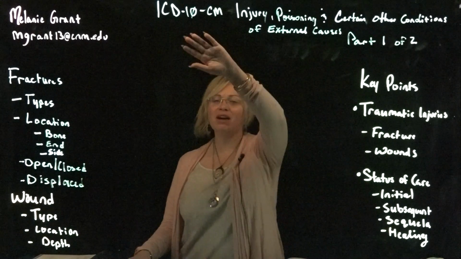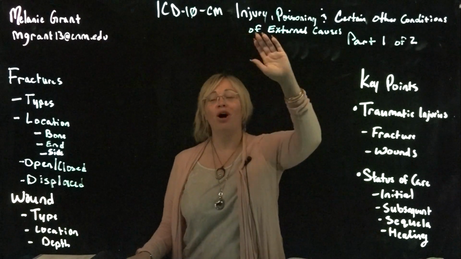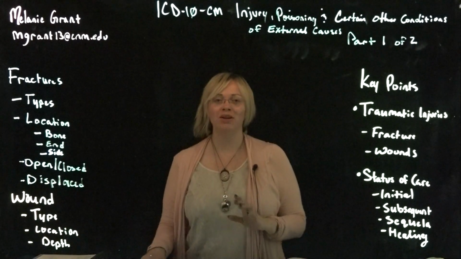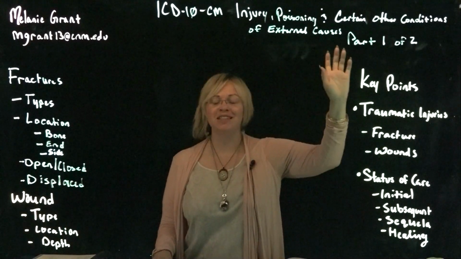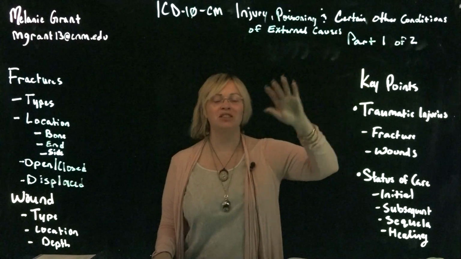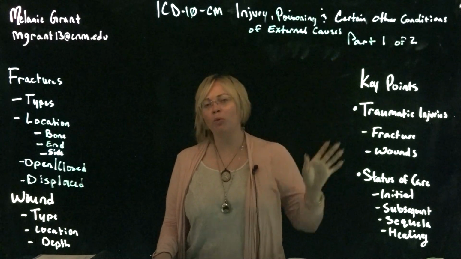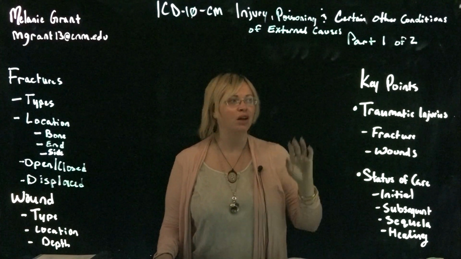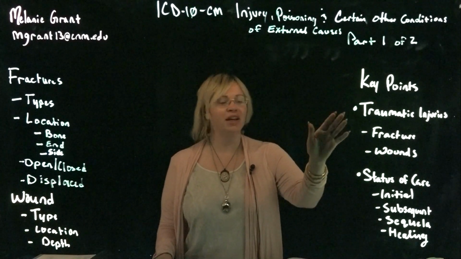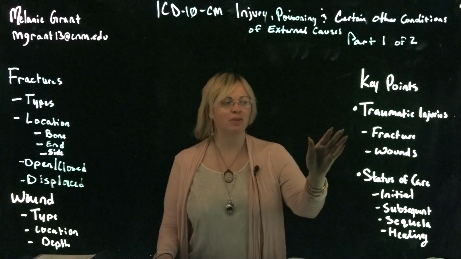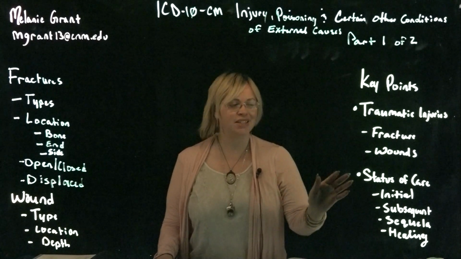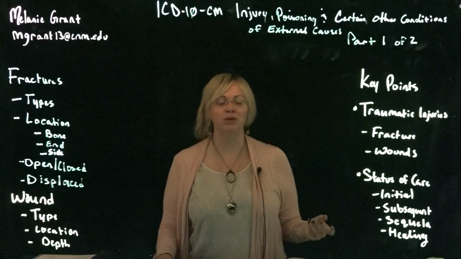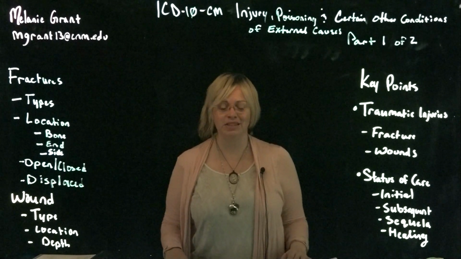Today's topic we're looking at for ICD-10-CM is Chapter 19 of the ICD-10-CM Coding Book, Injuries, Poisonings, and certain other consequences of external causes. And this is part one of two parts where we'll be looking at this coding chapter. Our key points today will be looking at traumatic injuries, talking about fractures and wounds, and status of care, where we'll talk about the different types of initial, subsequent, sequela, and healing visits.